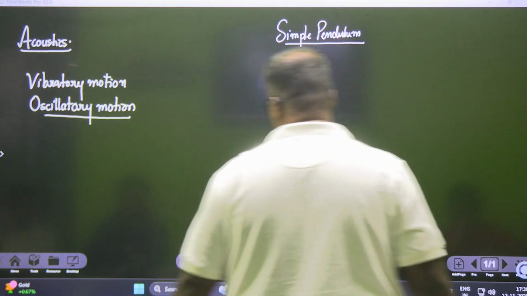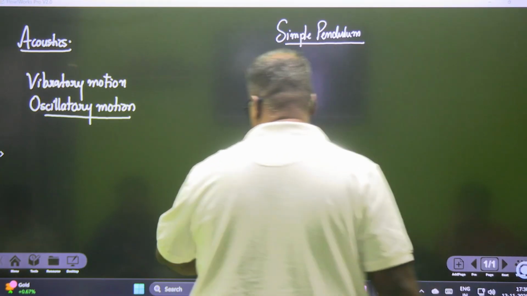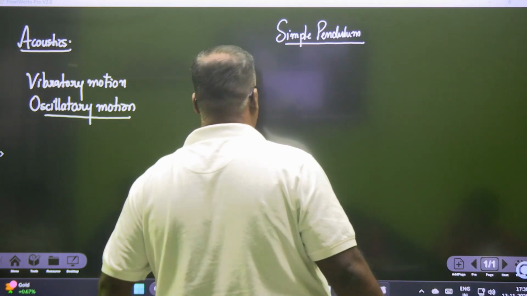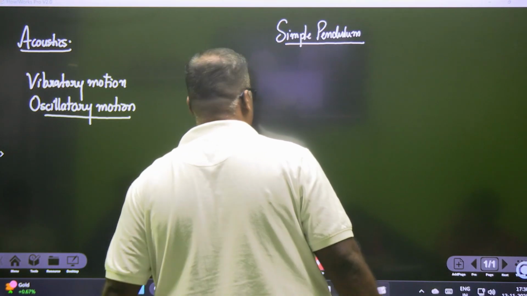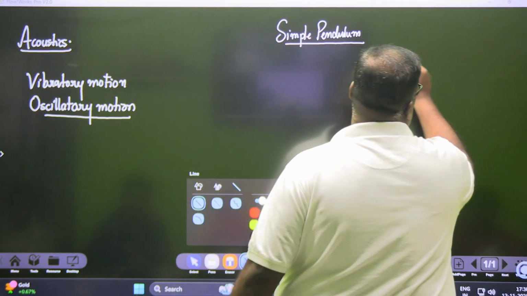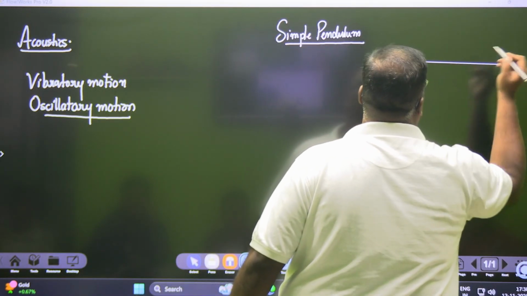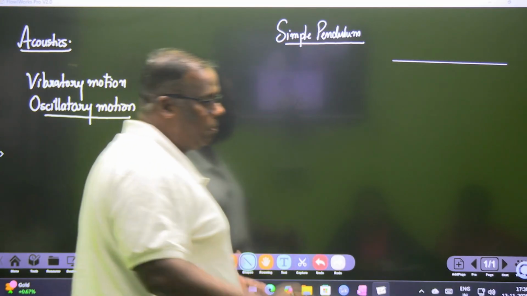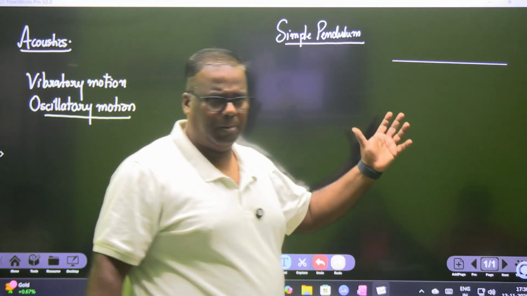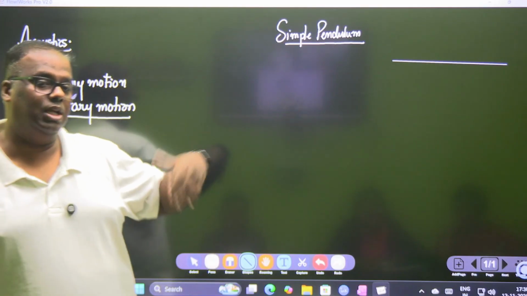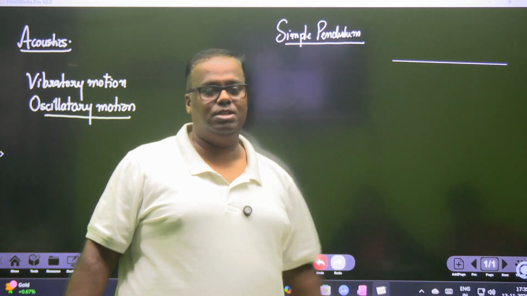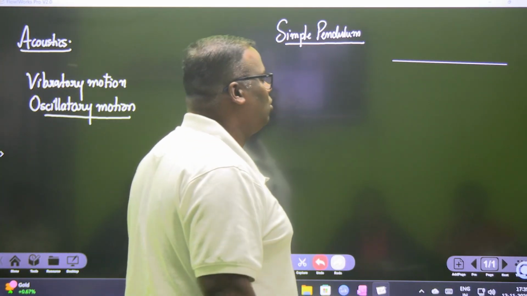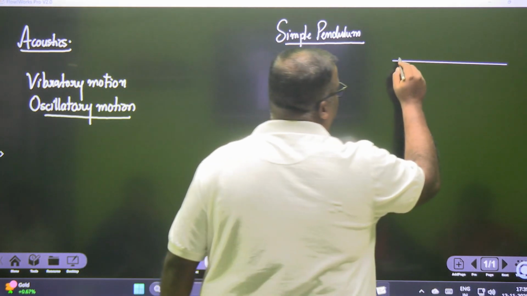Why does the word simple come? Because in engineering, if you study mechanical engineering, you study one more pendulum, which is known as a compound pendulum. So what we study here is known as a simple pendulum. Let's see what comprises a simple pendulum. It's not only about a pendulum clock, it's about an arrangement. Anything can be a simple pendulum. So let's see what all are the facets of a simple pendulum.